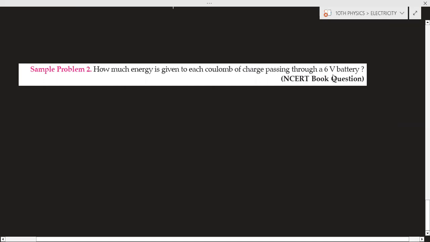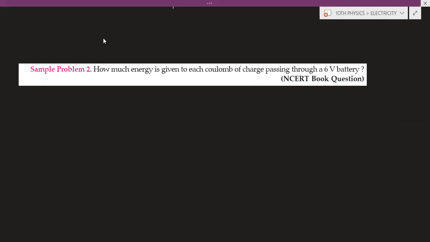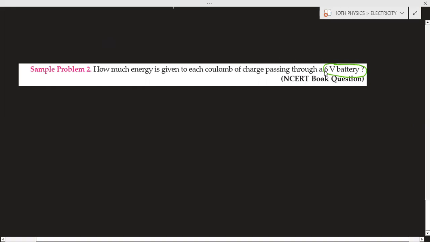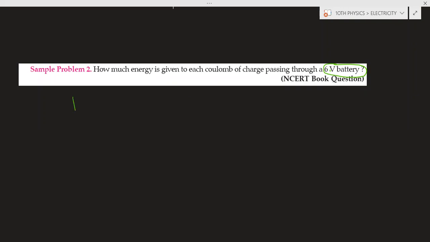Whenever it is given in the question a 6-volt battery, it means there are 2 terminals in the battery. One is the positive terminal, another is the negative terminal. So a 6-volt battery means the potential difference between the terminals of the battery is 6 volt. So in this question the potential difference is given indirectly: 6 volt.